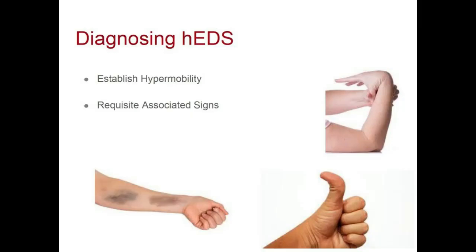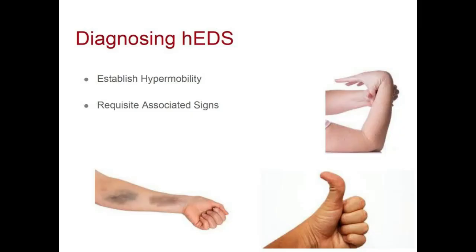So we make the diagnosis of hypermobility by using what we call the Beighton scale. The Beighton scale has 9 points, and the first is thumb to forearm. If you can oppose your thumb to your forearm, that would be 2 points. If you can take your 5th metacarpophalangeal joint and it goes 90 degrees or greater, that's another point. And of course, bilaterally is 2 points.